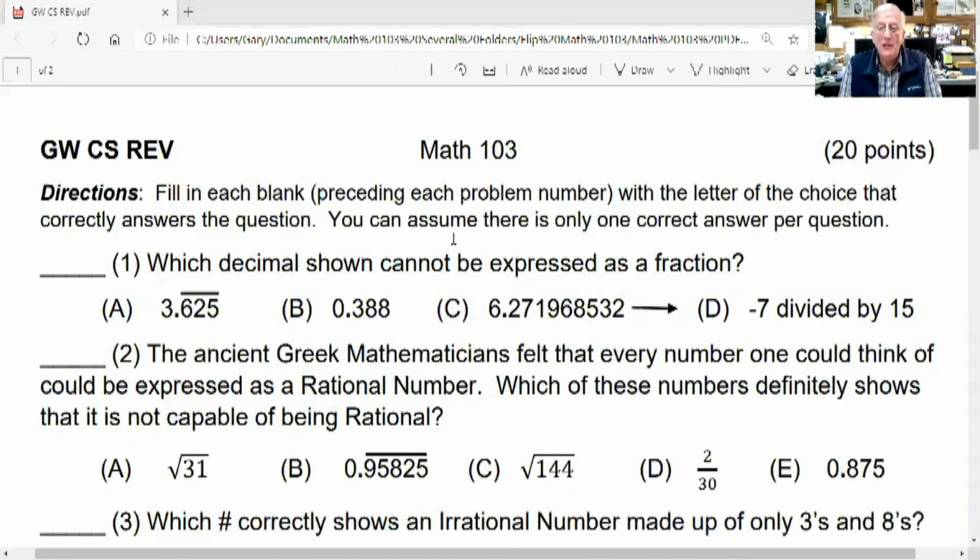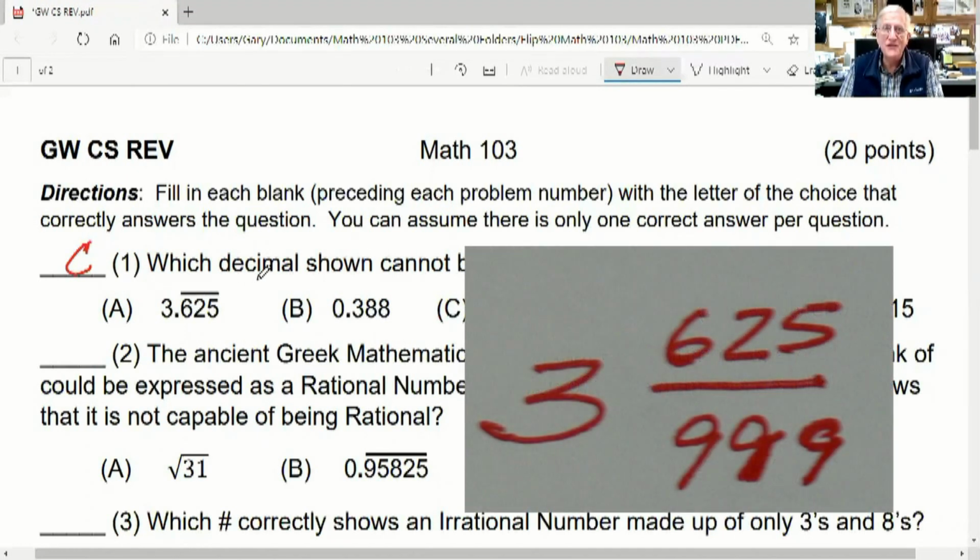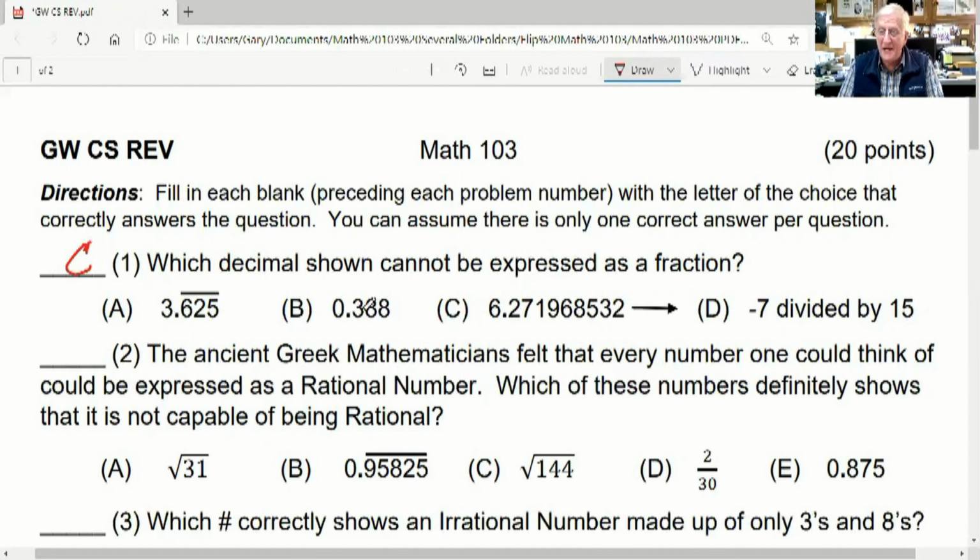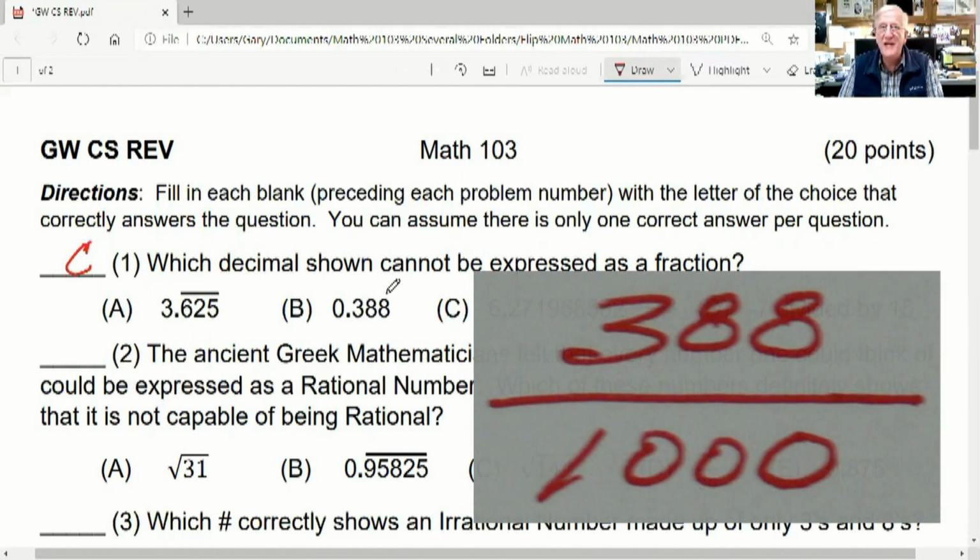Well, the correct choice is C, and let's see why. 0.625 with a bar converts to the fraction 3 and 625 over 999 by the Kelly's-Cheater method. So therefore, that's a fraction. Choice B here, 0.388, is 388 thousandths. So that is a fraction.